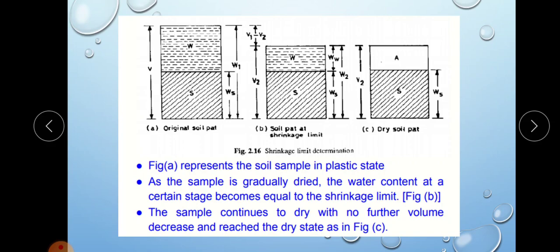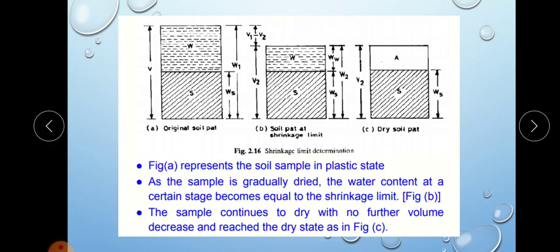Here figure 1 represents the soil sample at the plastic limit, and as the sample is gradually dried, the water content at a certain stage becomes equal to the shrinkage limit. So at this point it is at the shrinkage limit. Here the initial volume is V1, and V1 minus V2 is the reduction in volume.